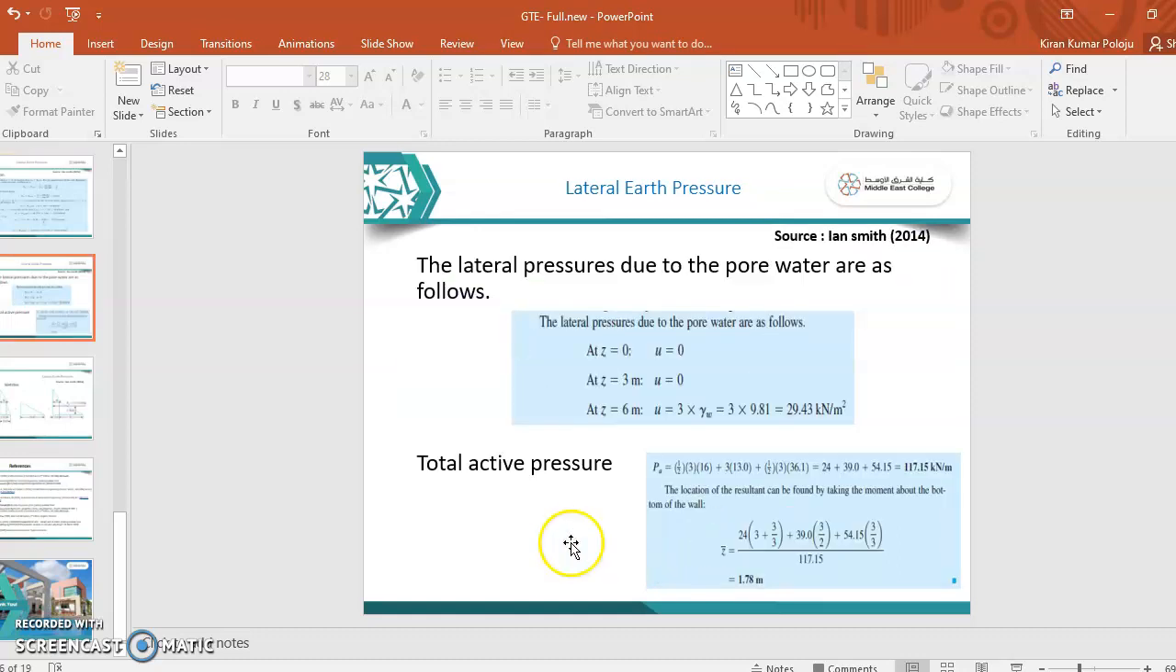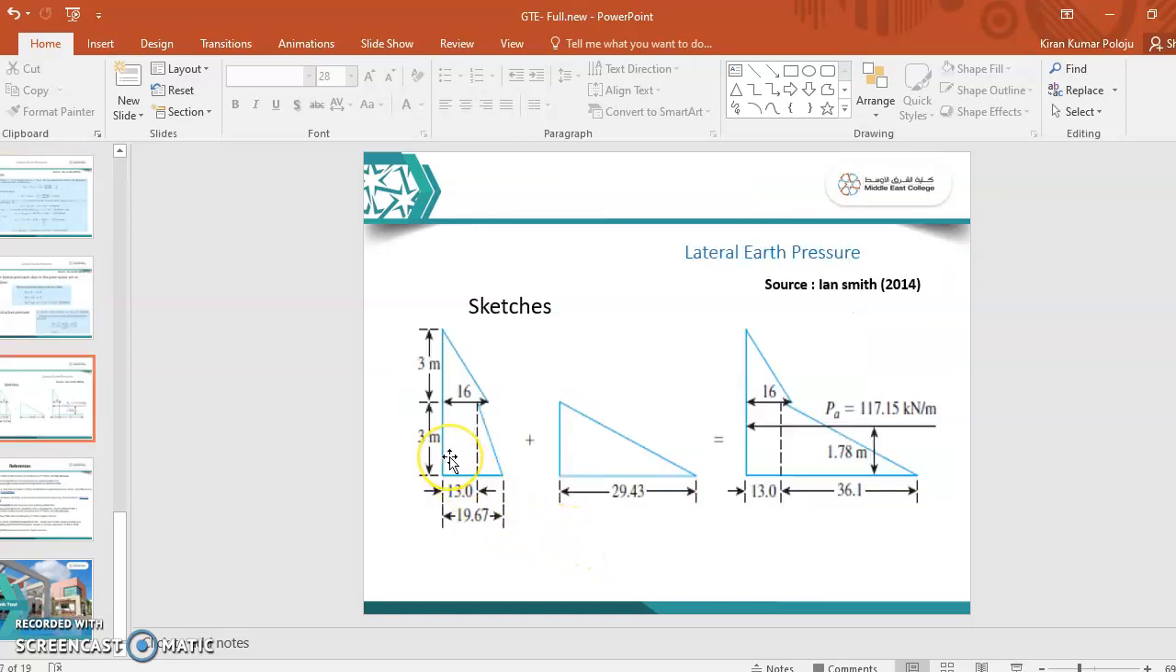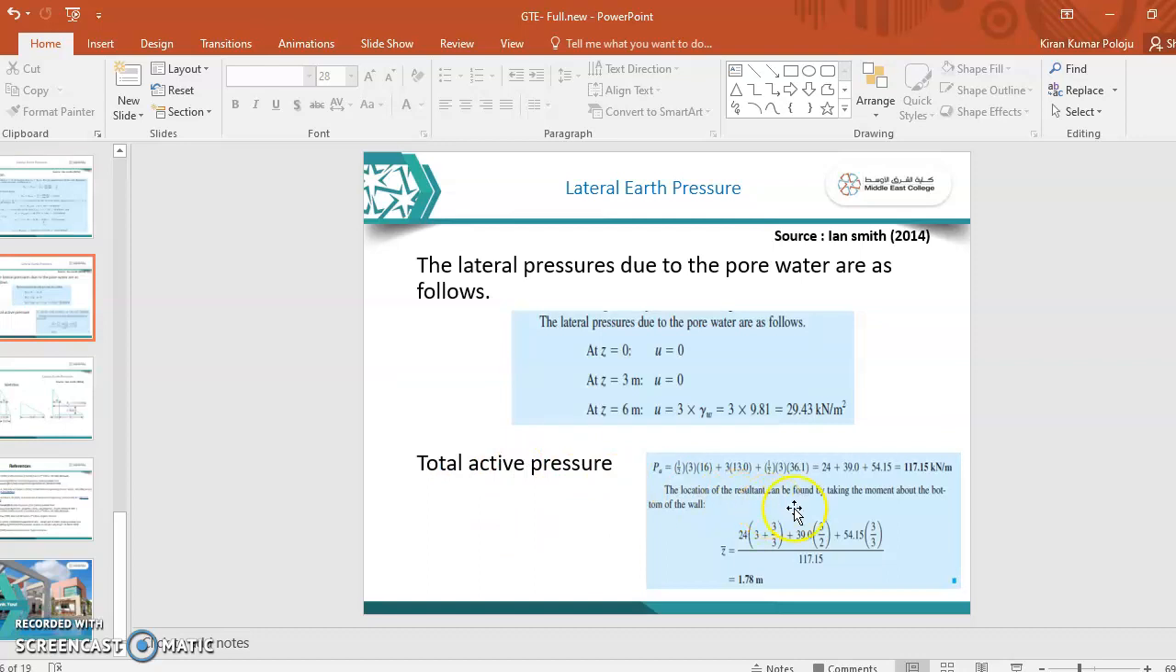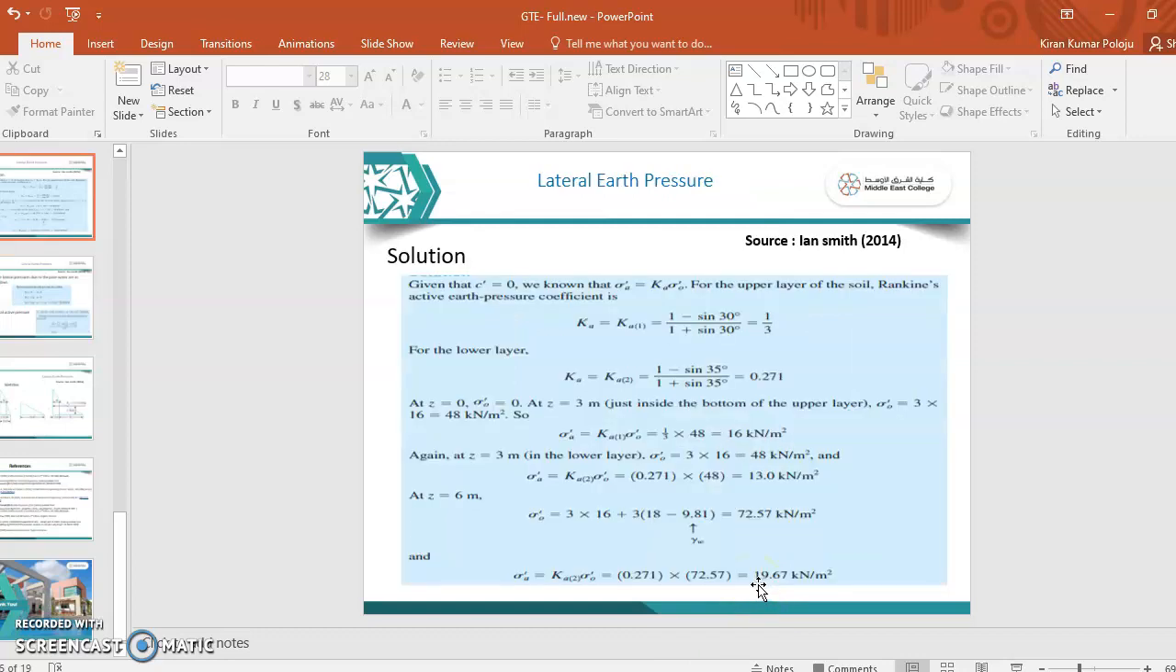And similarly, for the rectangle, it is h by 2. That means 3 by 2. Similarly, you have to do it for the other triangle also. Then you will get 1.78 meters. So this is the location of the resultant force.